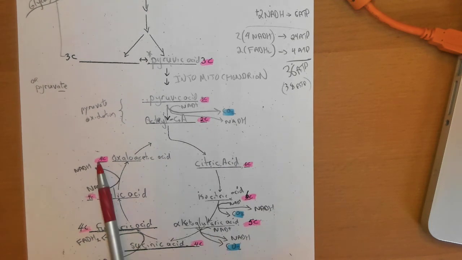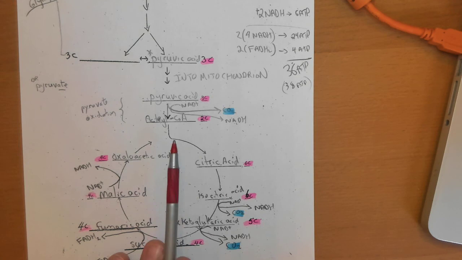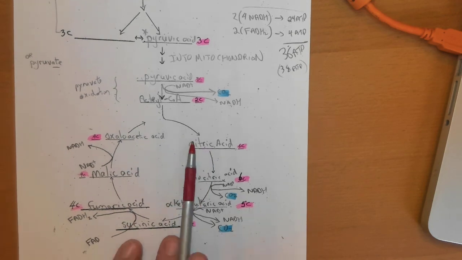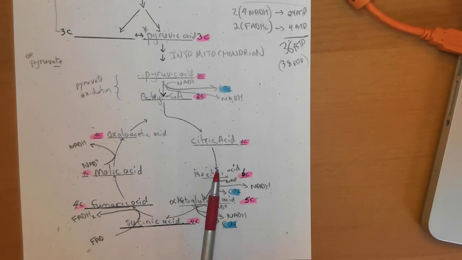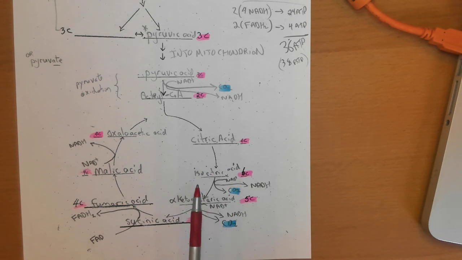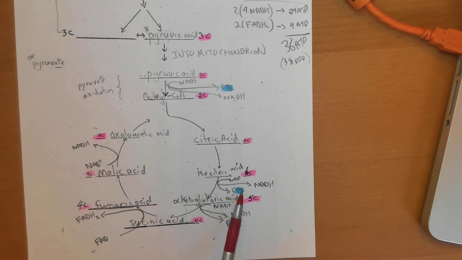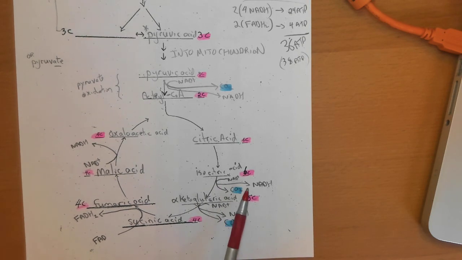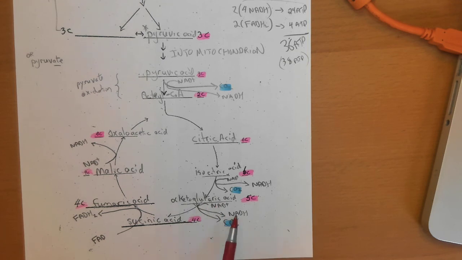This 2-carbon molecule combines with a 4-carbon molecule called oxaloacetic acid to make citric acid. Citric acid is converted to isocitric acid. No energy changes. Isocitric acid becomes alpha-ketoglutaric acid, and that's a 6-carbon to 5-carbon, so CO2 is released. Again, whenever CO2 is released, an NADH is made. Alpha-ketoglutaric acid goes to succinic acid, another CO2 is produced, and another NADH.